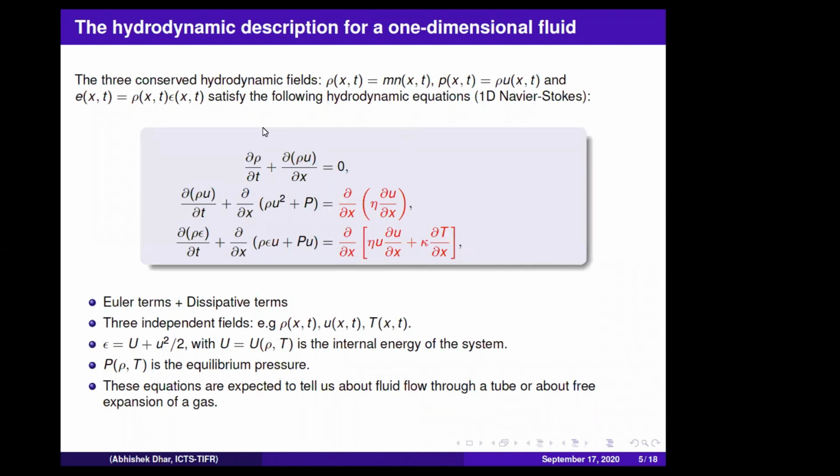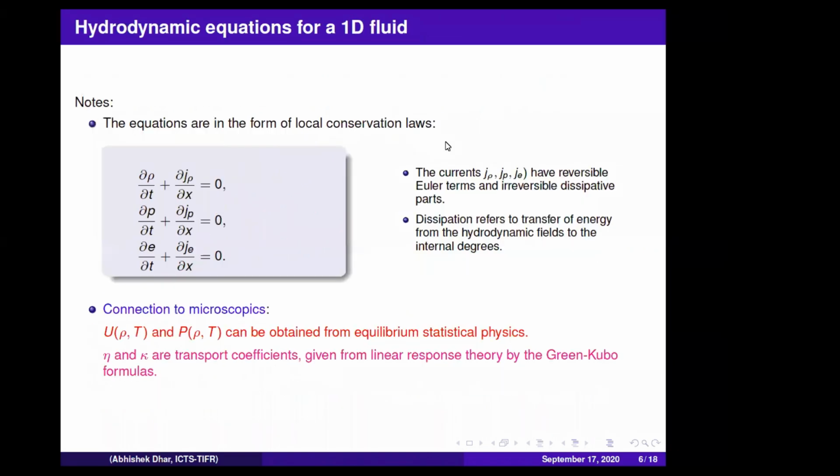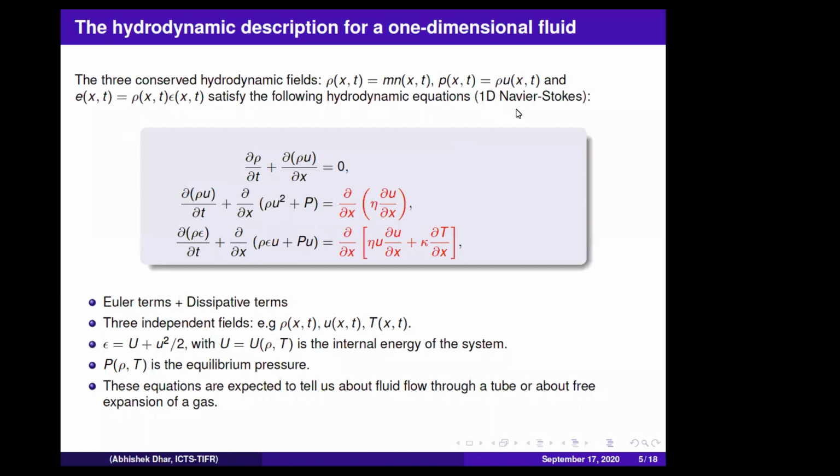So there's number density, momentum density, and energy density, three basic fields. One can define other fields, for example, a velocity field U, which is just defined in terms of the momentum field, and energy per particle corresponding to the total energy density. Okay, and they satisfy basically the 1D Navier-Stokes equations. So the first gives conservation of particles. The second equation corresponds to conservation of momentum, and the third equation is conservation of energy.